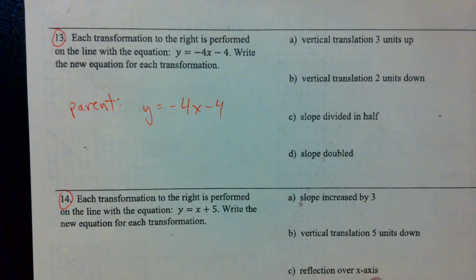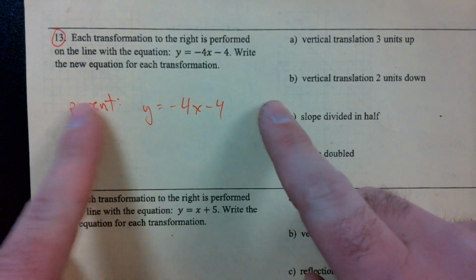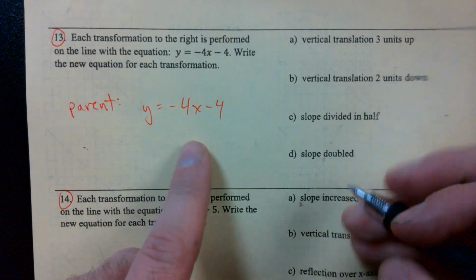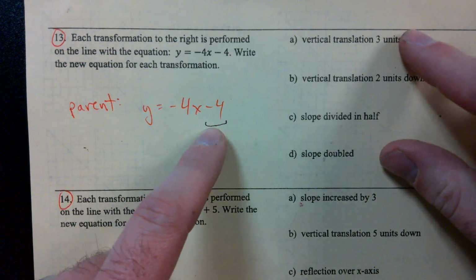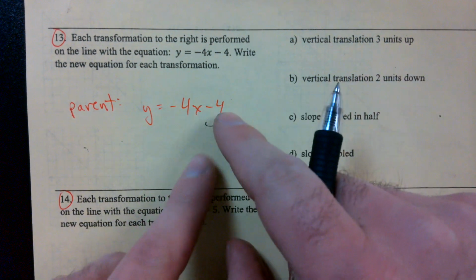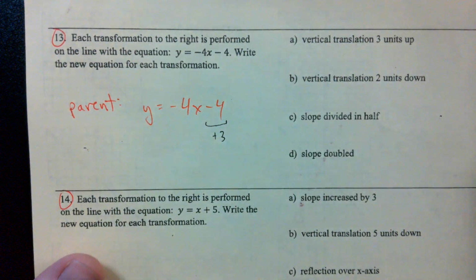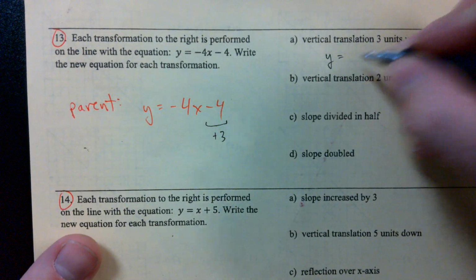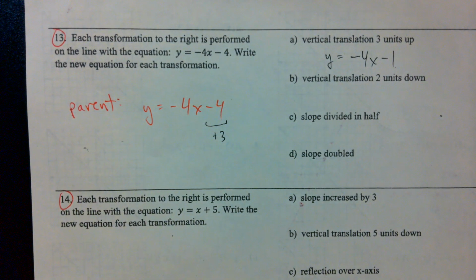Let's see what's going to happen if I vertically translate it 3 spaces up. Well, what's that going to change about my equation? Alex, what's it going to change? Your b value. My b value, okay. So if my b value is at negative 4 and I go 3 spaces up, what can I do with that negative 4? Add plus 3. Okay, and what do I get? Negative 1. Does my slope change? No. Y is equal to negative 4x minus 1.